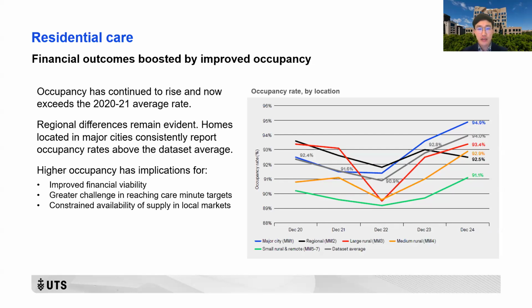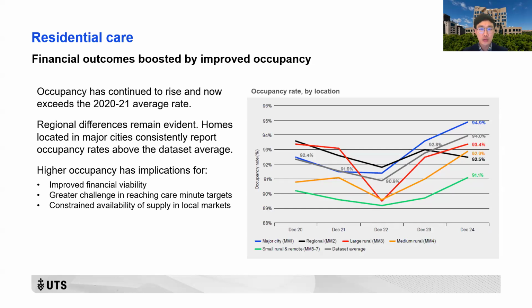So one of the key factors that explains the improvements in the financial results of aged care homes is the occupancy rate, which is the critical driver of financial viability. The average occupancy rate of homes, as shown in this gray line here in this graph, has improved to 94% from 90%, our lowest rate 2 years ago.